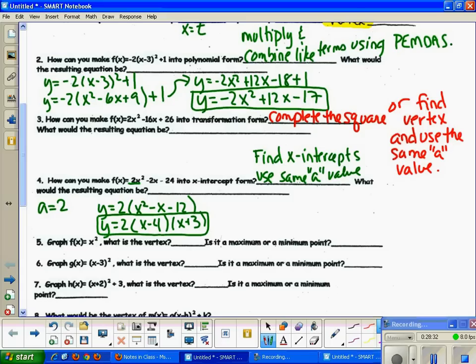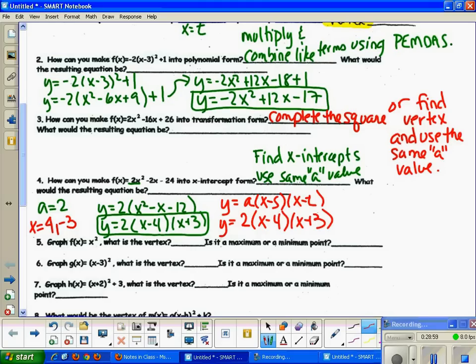But if you didn't know that it factored and used the quadratic formula, you would have gotten that your x-intercepts would be 4 and negative 3, and then you just plug it into your equation. So y equals a times x minus s times x minus t. It doesn't matter what s and t are, just plug it in. So y equals my a value, which was 2 from the same equation, and then x minus 4, which we'll use for s, and then x minus negative 3 becomes plus 3. And notice that you get the same thing, so those are just 2 different ways of doing the same equation.